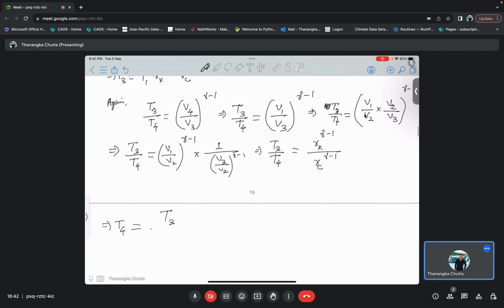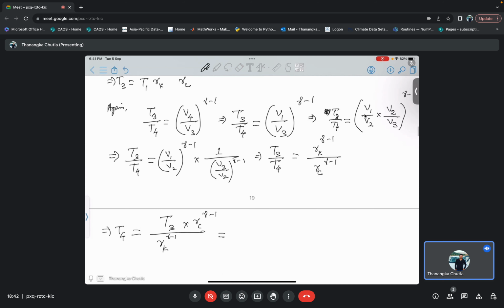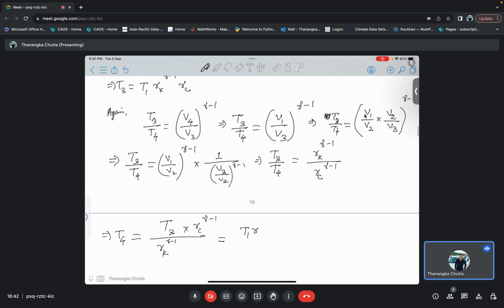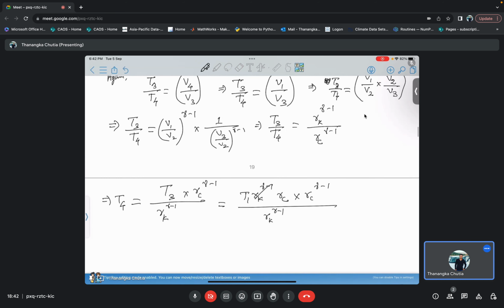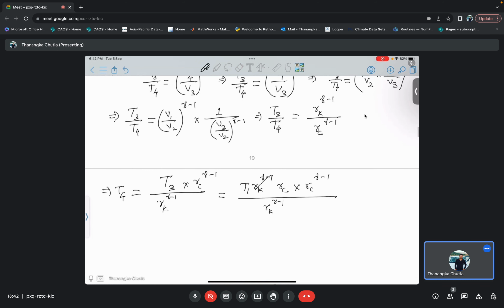Now then T4 is T3 divided by Rk to the power gamma minus 1 into Rc to the power gamma minus 1. Now what is T3? T3 is T1 into Rk to the power gamma minus 1 into Rc. And into Rc to the power gamma minus 1 divided by Rk to the power gamma minus 1. Cancel out. So you will get T4 as T1 into Rc to the power gamma.